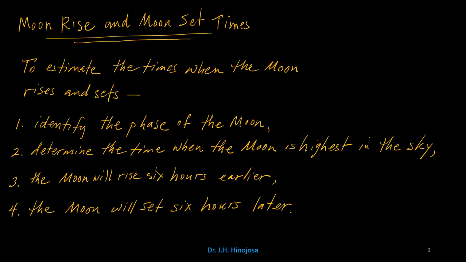So in order to estimate the times when the moon rises and when the moon sets, we first identify the phase of the moon. Next, we determine the time when the moon is highest in the sky. Once you have the time when the moon is highest in the sky, then 6 hours earlier is when the moon will rise, and 6 hours later is when the moon will set.